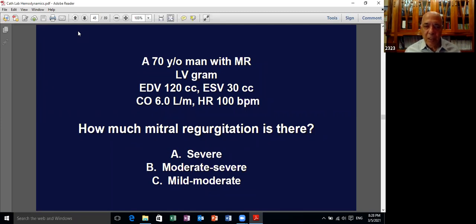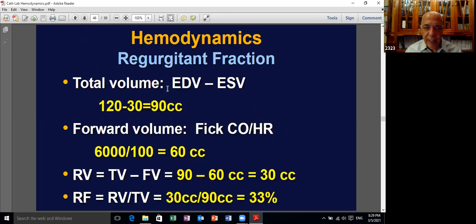Another question: a 70-year-old man with mitral regurgitation had a left ventriculogram, with diastolic volume 120 and systolic volume 30, cardiac output 6 liters per minute, and heart rate 100 beats per minute. How much mitral regurgitation is there? Is it severe, moderate, or mild? So we look into the calculation. Remember these figures. The total stroke volume will be the end diastolic volume minus the end systolic volume: 120 minus 30, so the total stroke volume of the left ventricle is 90.